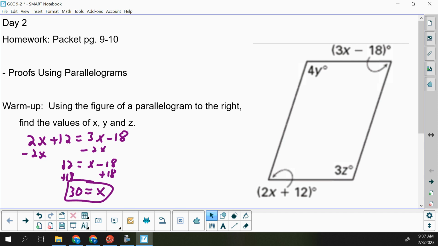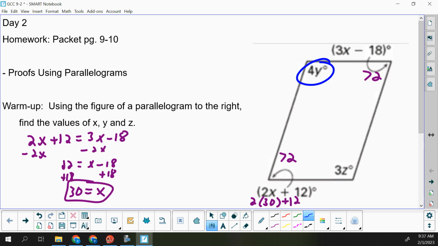Well, if we sub that 30 back in, 2 times 30 plus 12, that would give us 60 plus 12, or in other words, 72. And this would be the same here because opposite angles are congruent. Well, now that we have the 72, now we can set up some equations using the fact that consecutive angles are supplementary. So the 4y and either of the 72s are consecutive, so we can say 4y plus 72 should equal 180.